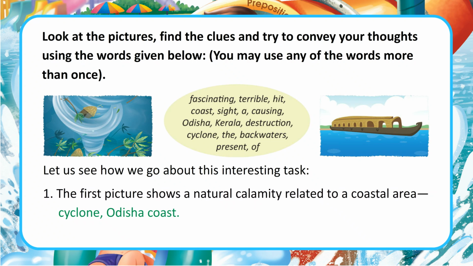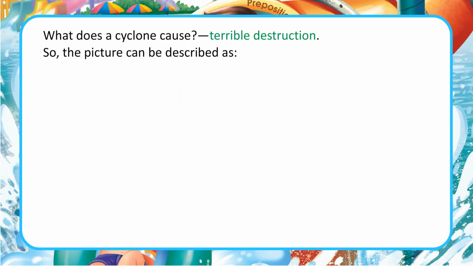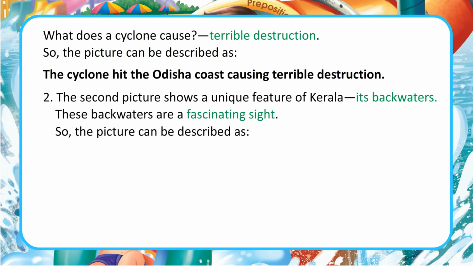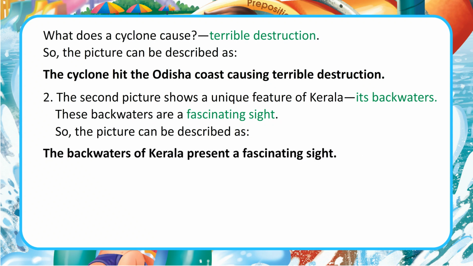1. The first picture shows a natural calamity related to a coastal area: cyclone, Odisha coast. What does a cyclone cause? Terrible destruction. So, the picture can be described as: the cyclone hit the Odisha coast causing terrible destruction. 2. The second picture shows a unique feature of Kerala, its backwaters. These backwaters are a fascinating sight. So, the picture can be described as: the backwaters of Kerala present a fascinating sight.